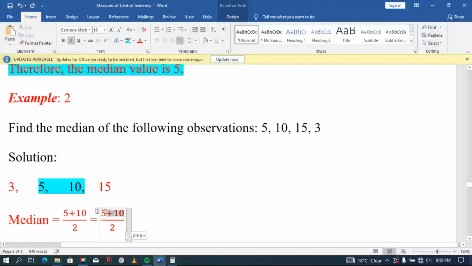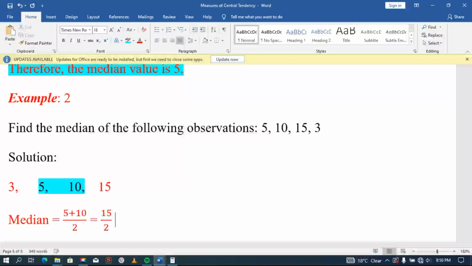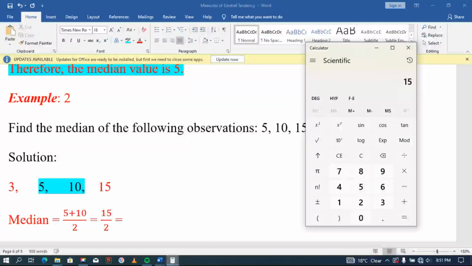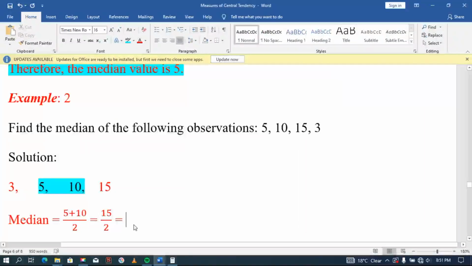So now when we divide 15 by 2, you can use a simple calculator here. So that is 15 divided by 2, we get 7.5. So our median in such a case would be 7.5. I hope we are clear with that. 7.5.